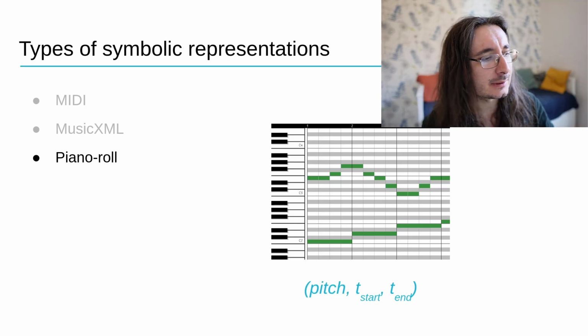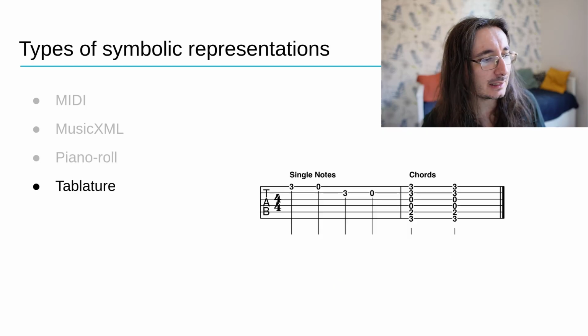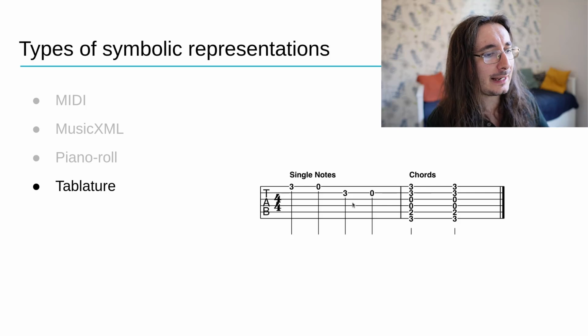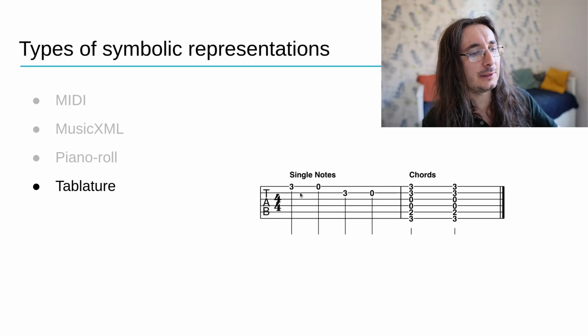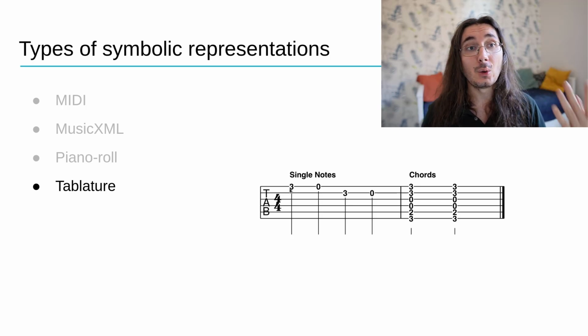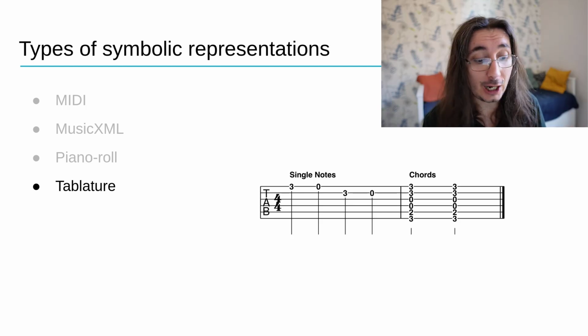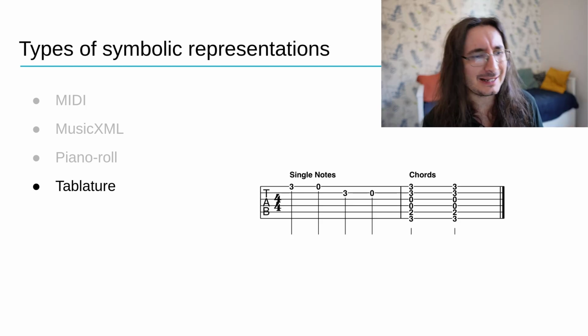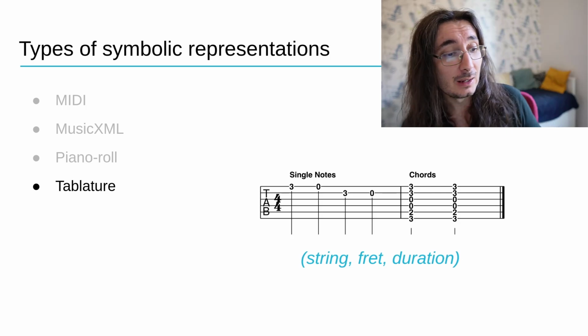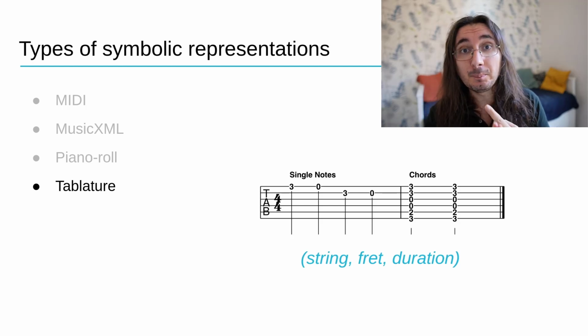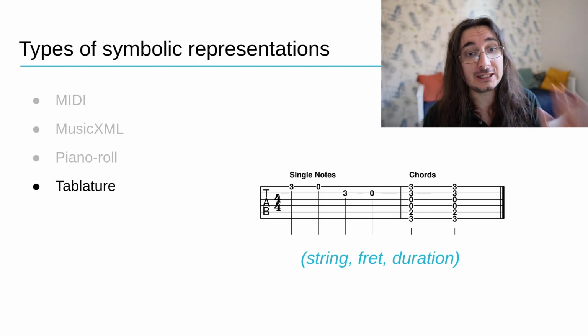Next, we have another type of symbolic representation that's very typical for guitar and bass. That's called a tablature. Rather than having the typical staff notation here, we have all the different strings represented here, and these numbers represent the fret that you want to trigger on your guitar, for example. How do we encode this mathematically? Once again, we have a tuple with 3 pieces of information: the string number, the fret number, and the duration of that particular note.